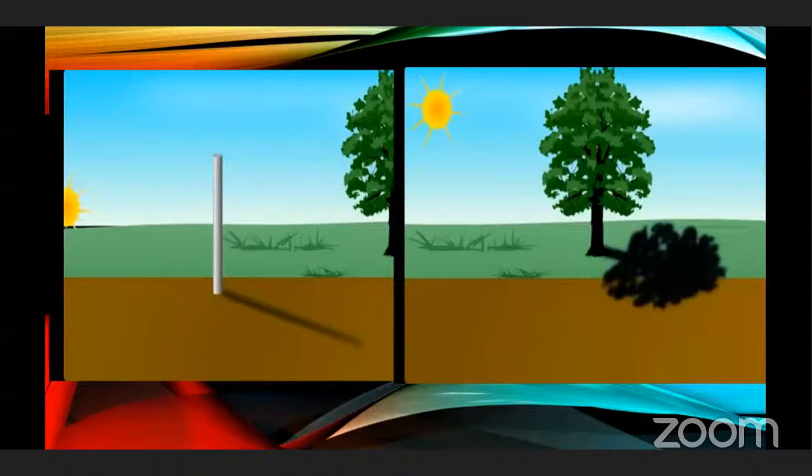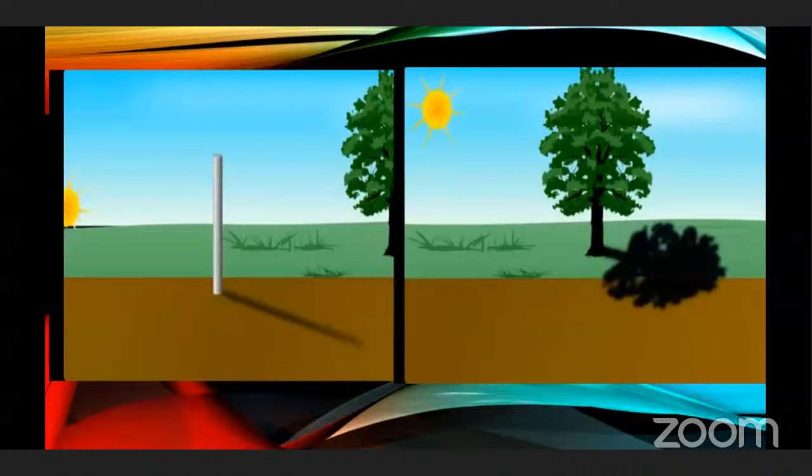What you can see on your screen, there are two pictures. In the first picture, what do you see? Anyone tell me? There is one pole. Yes, there is one pole in the first picture. And in the second picture, there is a tree and a shadow of the tree. Yes, very good. In the first picture, you can see the shadow of the pole also. And in the second picture also, you can see the shadow of the tree. So, in this session, we are going to see shadow and its effects.